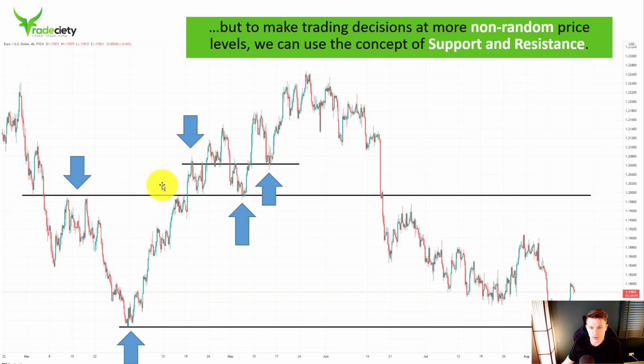We have a big support and resistance level here where the price continuously shows a reaction. Here you can see very precise as well. A previous resistance turns into support. So this is a great way how we can actually try to make a little bit more sense of that.